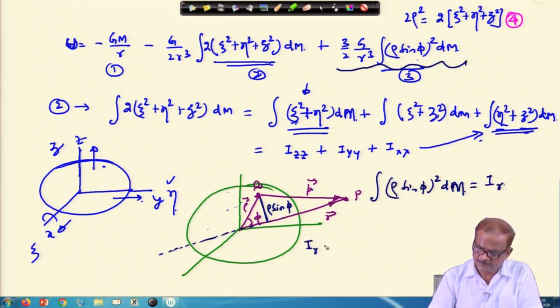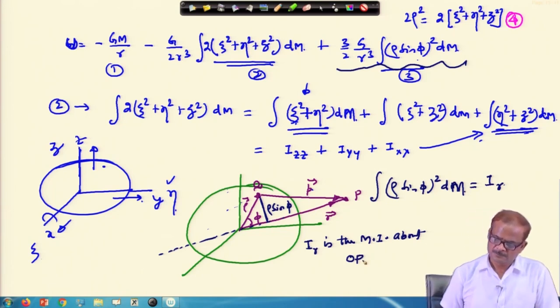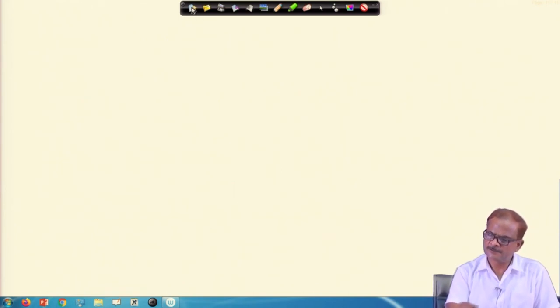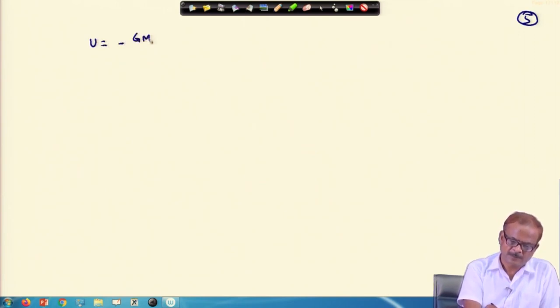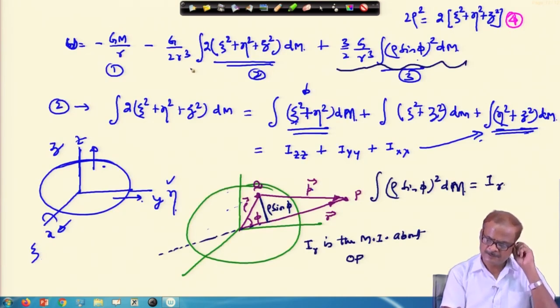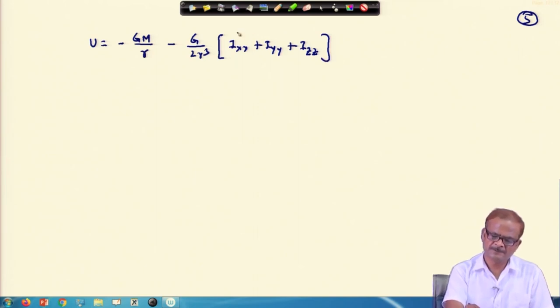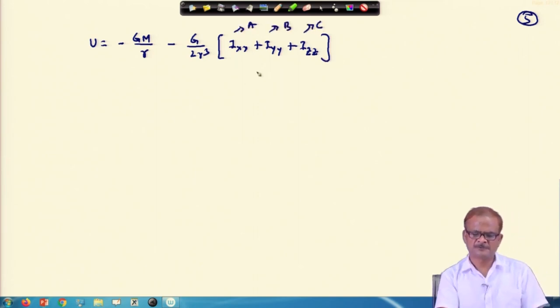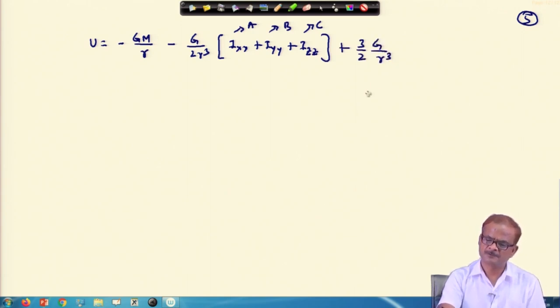This is nothing but the perpendicular distance square times d m, and this we have to integrate. So, this gives you the moment of inertia about the axis O P, which we write as I R. Therefore, the expression U will get reduced to U equal to minus g m by R minus g by 2 r cube times I x x plus I y y plus I z z. In many places this is written as A, B and C instead of I x x, I y y, I z z. And the next term is plus 3 by 2 g by r cube I R.